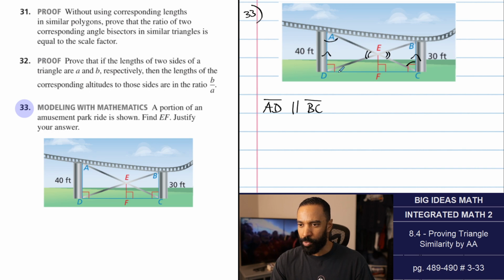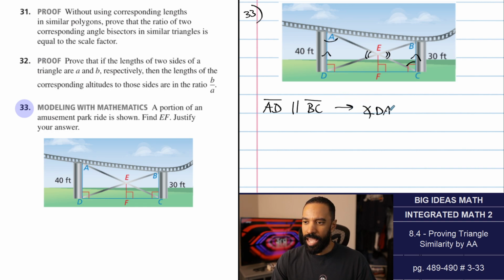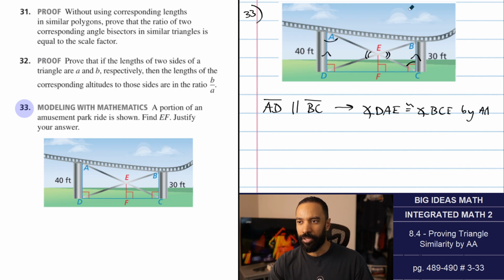I'm not going to go over a bunch of reasons, but same side interior angles are supplementary, or two lines perpendicular to the same line are parallel to each other, stuff like that. So that's that. Therefore, angle DAE is congruent to angle BCE by alternate interior angles.